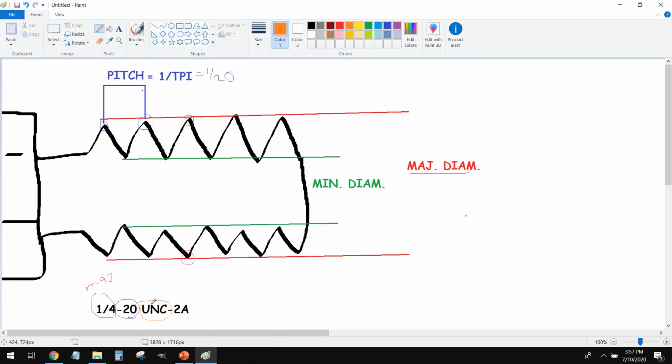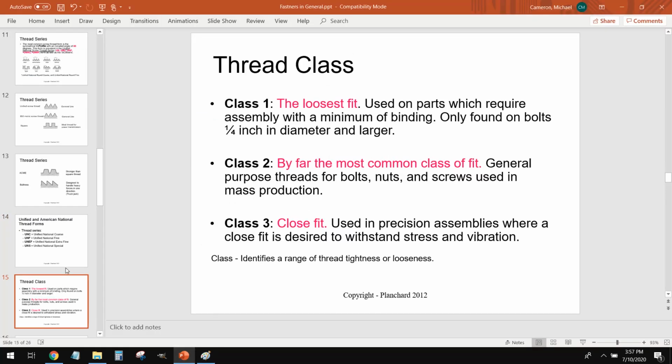Now, so we have our major diameter, our threads per inch, our type of thread that we have, and then we come into this last portion here. We already know the A denotes that it's a male thread. But what is this 2? This 2 is essentially the tolerance or the thread class on our threads. So it'll be either 1, 2, or 3.